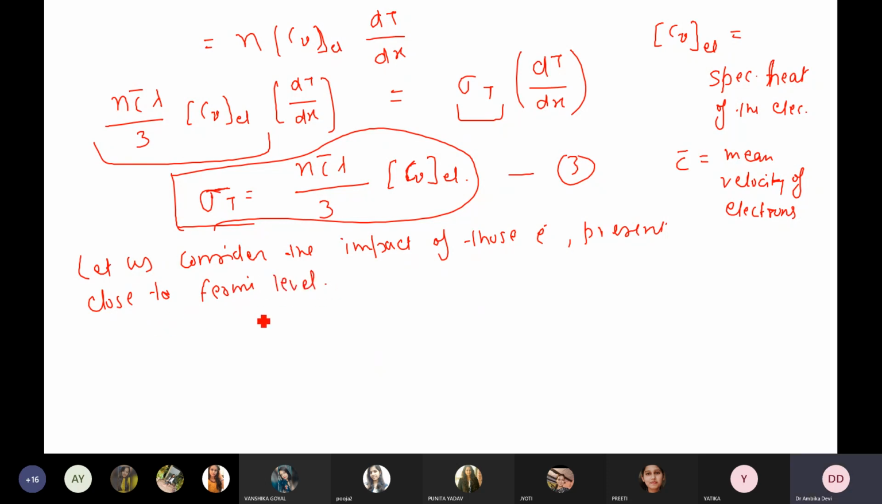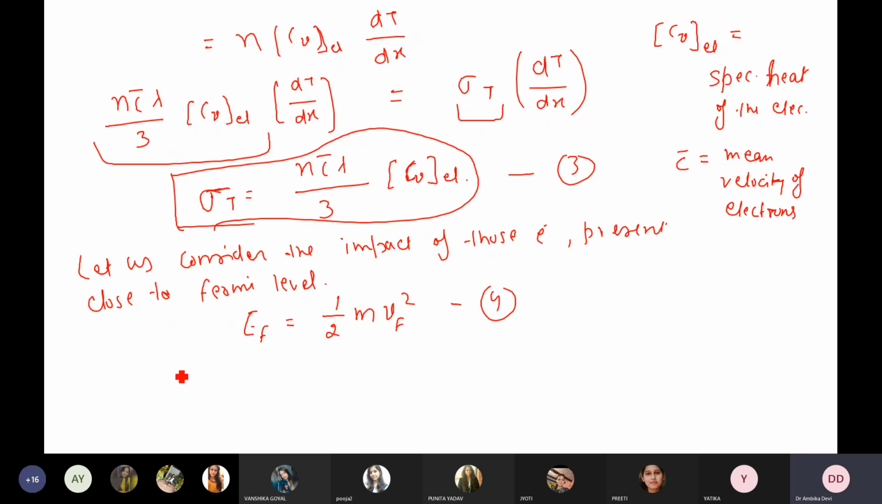Under that situation, the energy of those electrons who are close to or at the Fermi level is given by 1/2 m vf square. This is the kinetic energy of the electrons. 1/2 mv square, and at the Fermi level it will be vf, right? So let us say this is equation number 4.